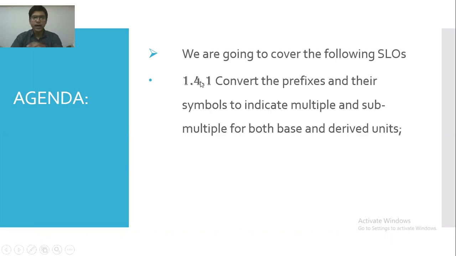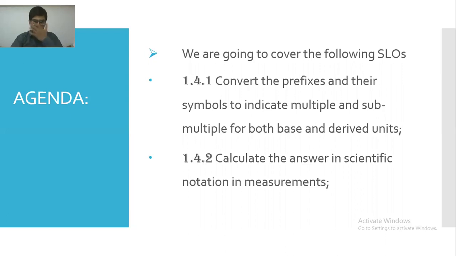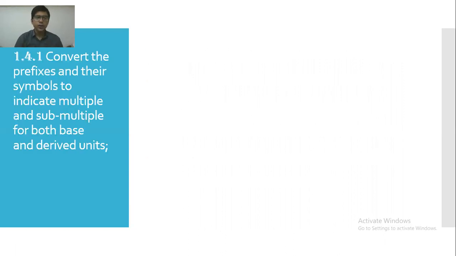In SLO 1.4.1, which is to convert the prefixes and the symbols to indicate multiple and submultiple for both base and derived units, we will cover this SLO and calculate the answer in scientific notation in measurements. So it means that in this lecture video we are going to cover two SLOs. In these SLOs we are going to talk first about the prefixes and then we will talk about the scientific notation. Okay, so firstly we will be talking about prefixes. So this is SLO 1.4.1.